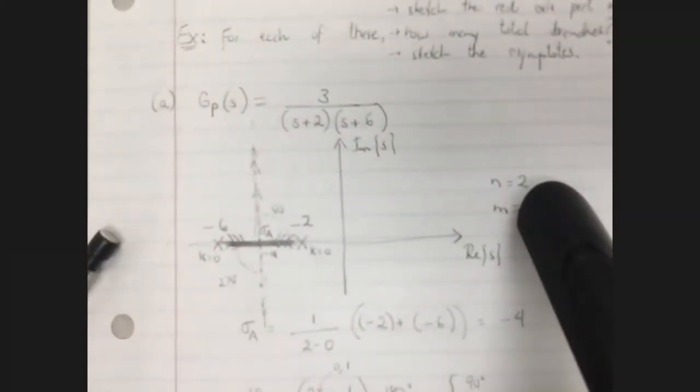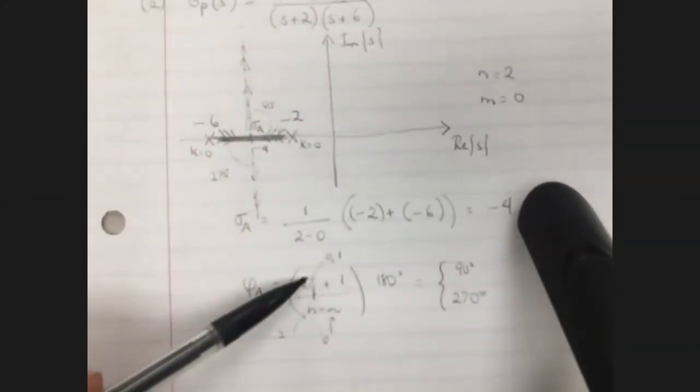Wait, what was Q again? What was Q in that equation? Q is a counter, and it goes from 0, 1, all the way to n minus m minus 1.